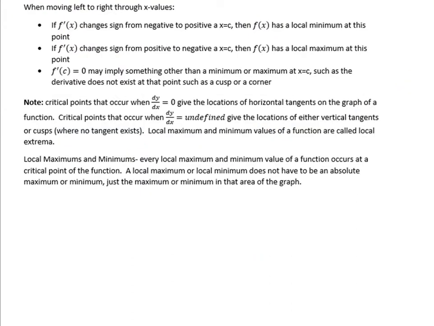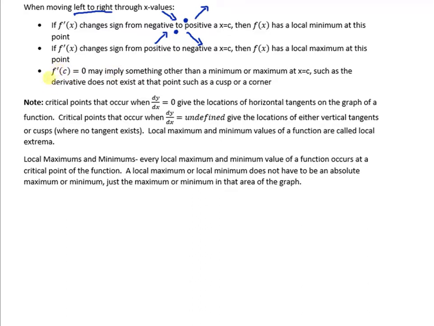Let's also read this together. Just to summarize what we did on the previous page, when moving left to right through x values, and remember, we always read a graph moving left to right, if the derivative changes from negative, which is of course going down, to positive, we're going to have a local minimum at that point. And if the derivative changes from positive to negative at x equals c, then we're going to have a local maximum at that point, of course, up and then down.